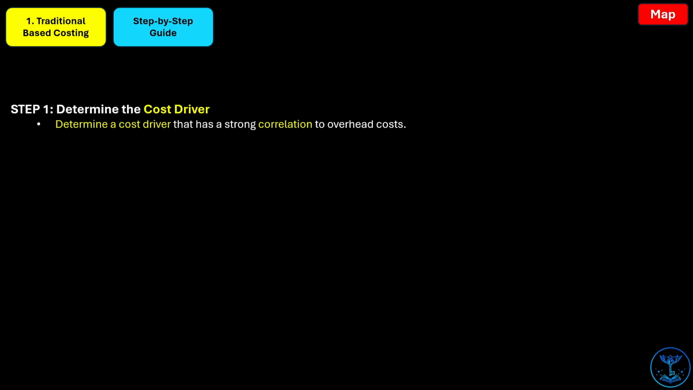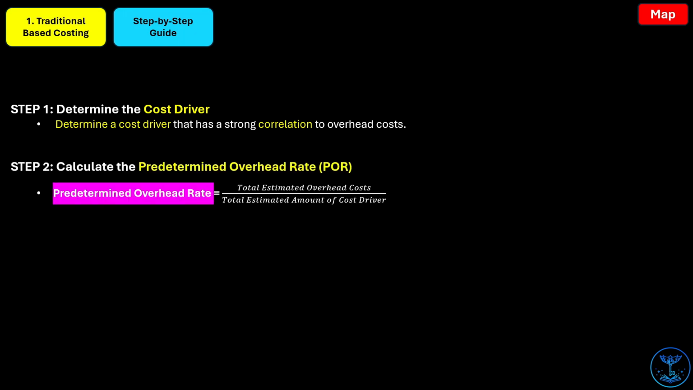So here's a step-by-step guide on how to actually conduct traditional based costing. Step one is to determine your cost driver, one that has a strong correlation to overhead costs. Like we said before, the question might tell you that direct labor hours is your cost driver, or the reason how to calculate overhead costs. Step two is to calculate your predetermined overhead rate. The formula is: predetermined overhead rate is equal to your total estimated overhead cost divided by the total estimated amount of cost driver.